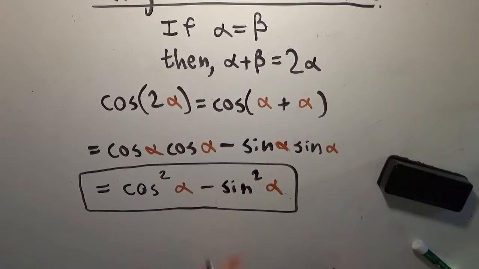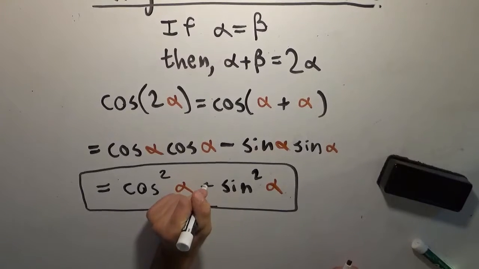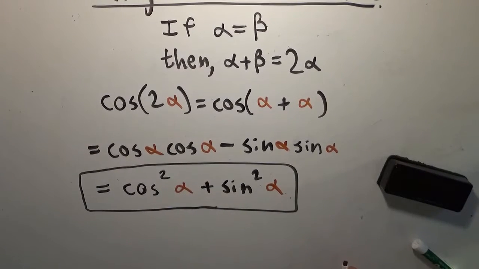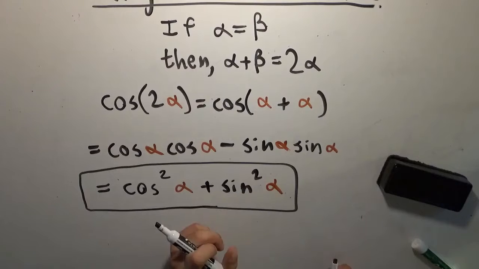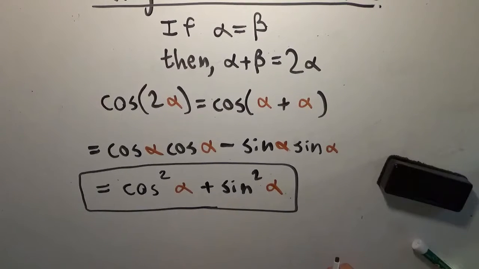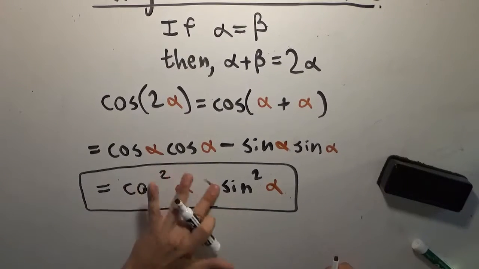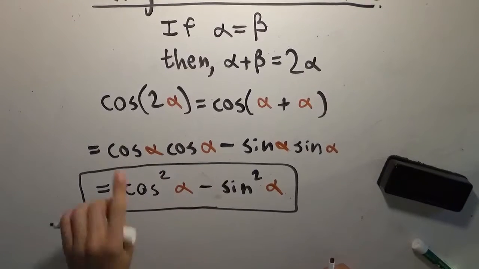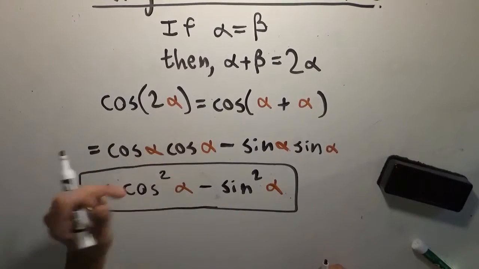It's kind of funny, this is really close to something we already know, which is cosine squared plus sine squared, which we recall from our Pythagorean identities is actually just equal to 1. But if we subtract them, we get the cosine of our doubled angle, which is really interesting.